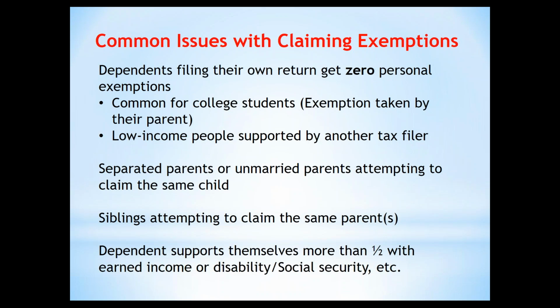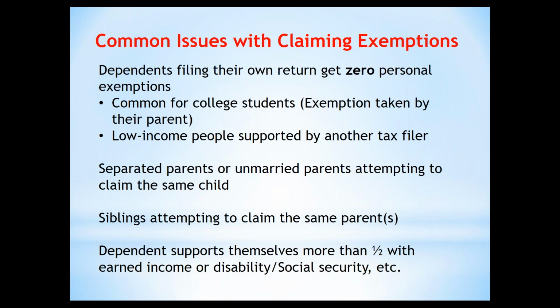We can handle it one of two ways. We can print a paper return for them if they want to come back in and deal with that with their parents, or we can just change it on the tax return and they can sort that out among their parents and figure out some sort of resolution. Sometimes low-income people that are filed on another tax return can't claim their exemptions. So again, that kind of goes into the dependency support that we just talked about.